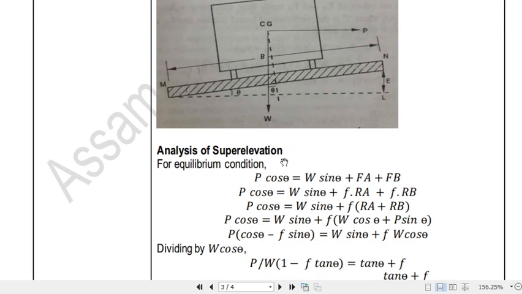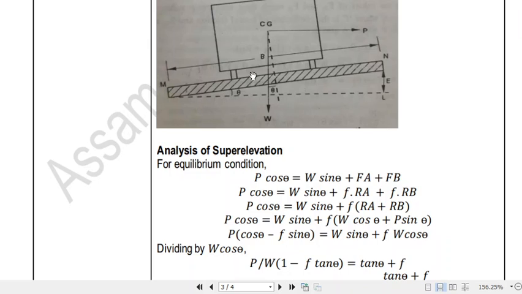Now let us analyze the super elevation. The forces acting on the vehicle while moving on a circular curve of radius r meters at speed v meters per second are: the centrifugal force P, which is equal to W v square by g R, acting horizontally outwards through the center of gravity, or CG; the weight of the vehicle W, acting vertically downward through the CG; and the frictional force developed between the wheel and the pavement, acting transversely along the pavement surface toward the center of the curve. These are acting in this direction.